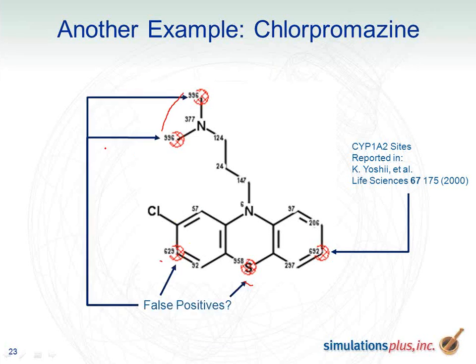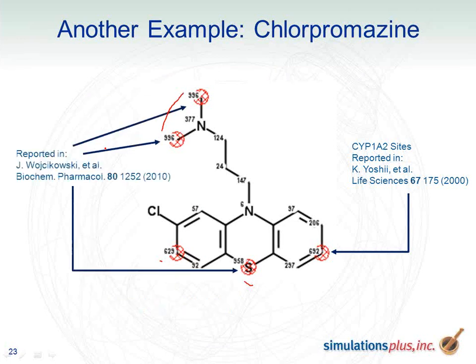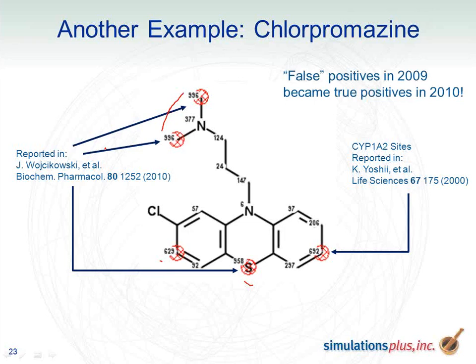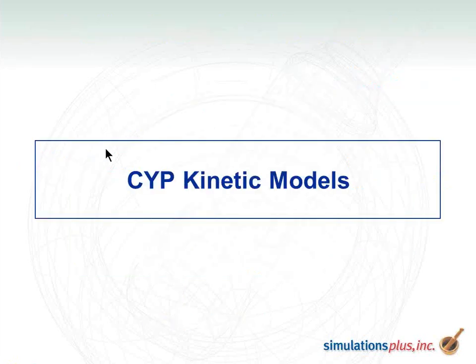So once again, we ask the question: is the model getting this wrong? Are these really false positives? Then if you look in an article produced in 2010, they actually do show that these are sites of metabolism for this particular molecule. So false positives predicted by the model in 2009 became true positives in 2010. And then this one remains as a potential false positive.